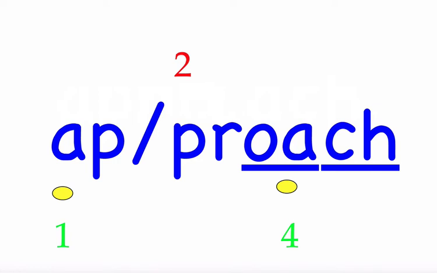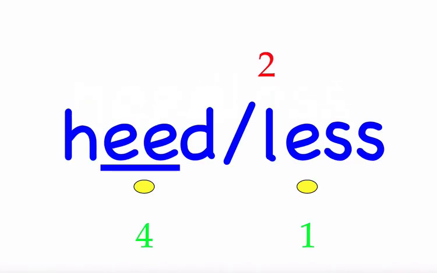Heedless. Heedless. The youth was heedless in his actions. Heedless. Heed, 3 sounds. H, E, D. Less, 3 sounds. L, E, S. Heedless. Mark the word.